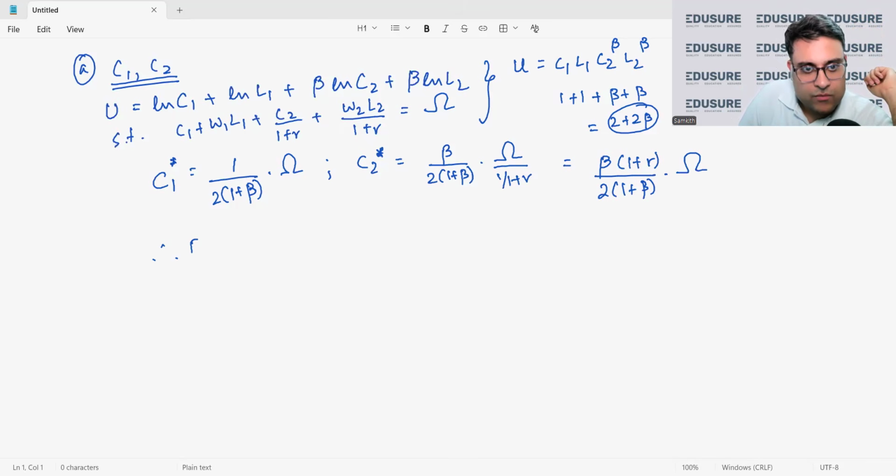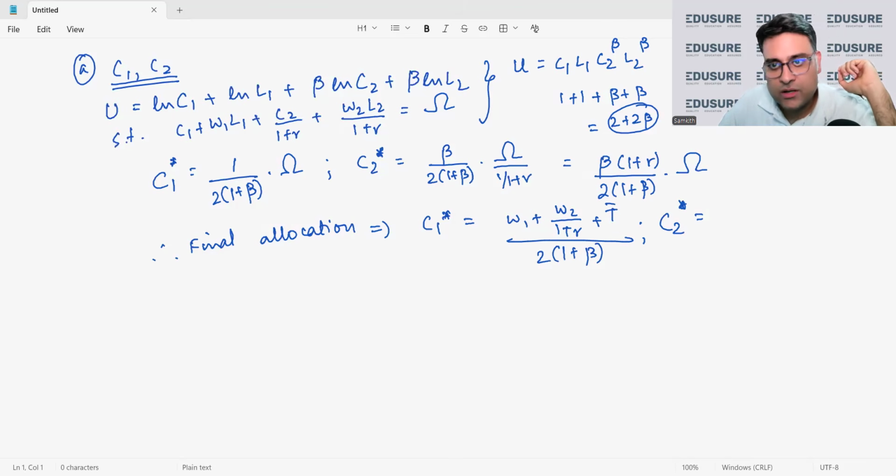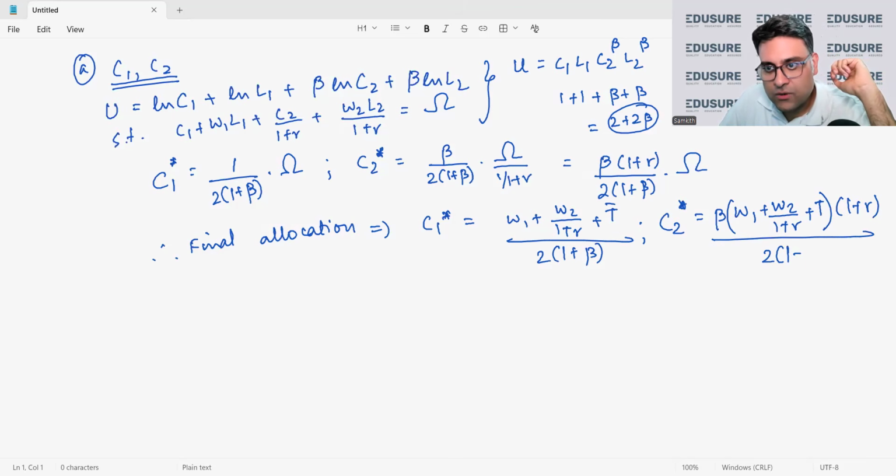Therefore, for the final allocation, I just have to put in the value of omega. C1 star is equal to W1 plus W2 by 1 plus R plus T bar, divided by 2 into 1 plus beta. C2 star is therefore equal to W1 plus W2 by 1 plus R plus T bar, whole multiplied by beta into 1 plus R divided by 2 into 1 plus beta.